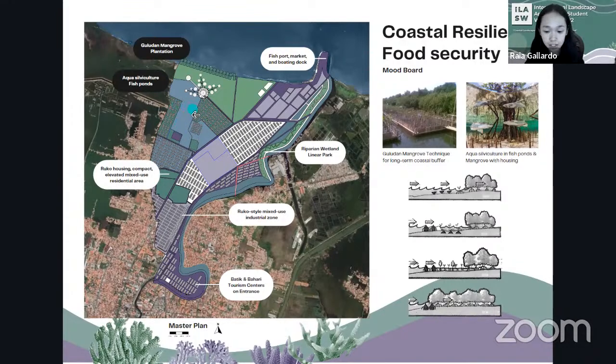Now, the mangrove plantation also somewhat coalesces with the residential area as greenery and also as livelihood, and provides tidal, flood, and coastal protection in the long term.